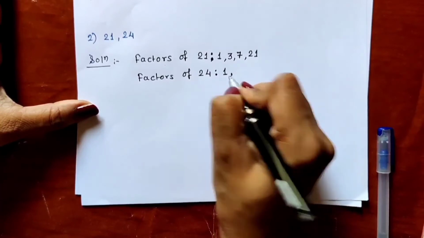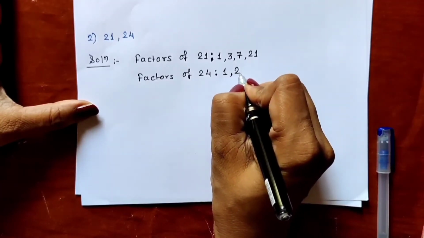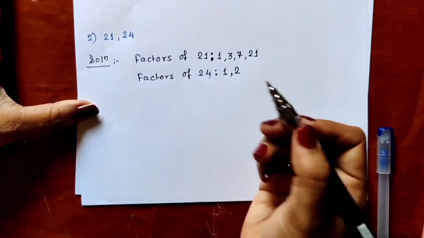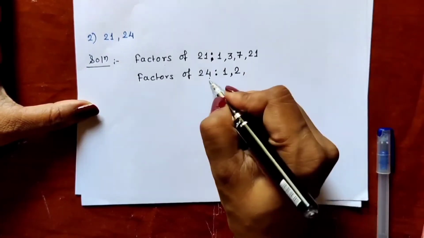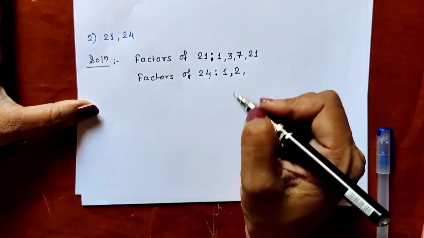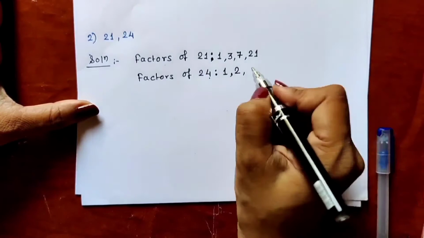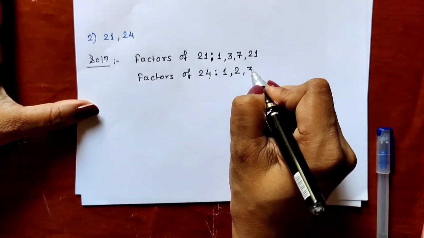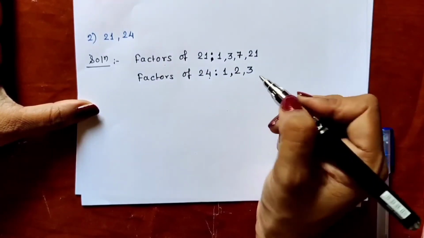24 is divisible by 1. Is it divisible by 2? Because 4 is in the unit place. Yes, it is divisible by 3. Sorry, it is divisible by 2. Is it divisible by 3? Yes. 2 plus 4 is 6. 6 is divisible by 3.